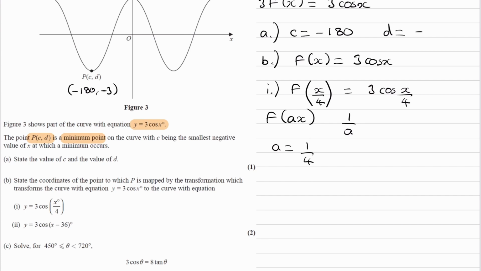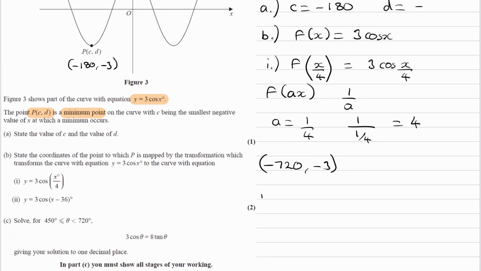So therefore, this transformation represents a stretch scale factor 1 over 1 over 4, which is the same thing as 4. It's a stretch scale factor 4 parallel to the x-axis. It doesn't affect the y-coordinates, so the minus 3 does not change, but the minus 180 will. So the new coordinate for B part 1 would be minus 720, minus 3. And again, that's just multiplying the x-coordinate by 4.